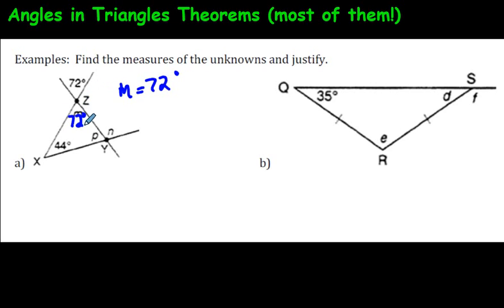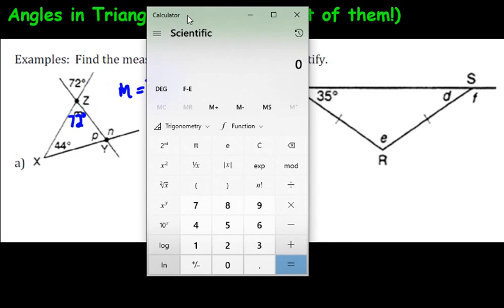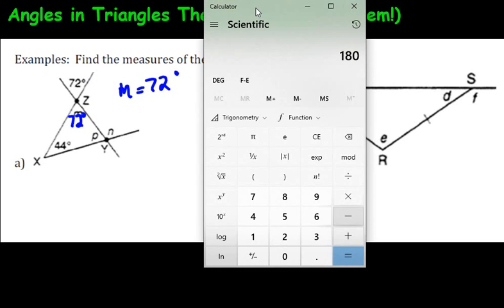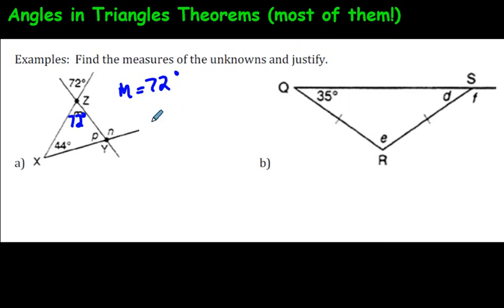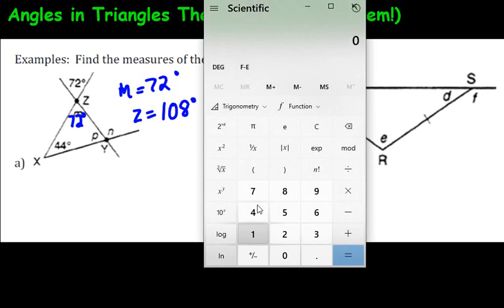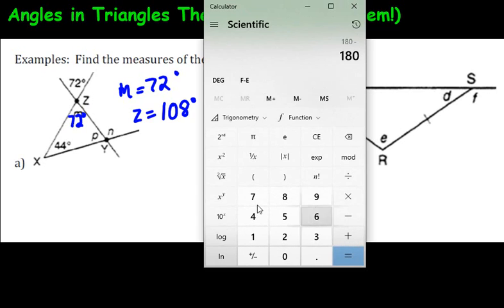The Z there, how would you come up with that? Well, just think, what's 180, because it's a straight line, minus 72. So what's 180 minus 72? You can do it in your head. Whoops, it should be 80. 180 minus 72. So Z would equal 180 minus 72 is 100. Let's check it out. So 180 minus 72 is 108. Okay?